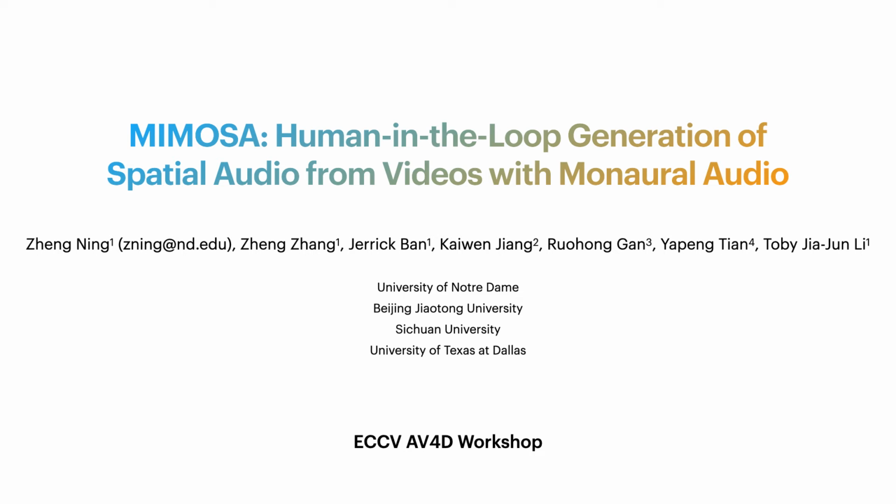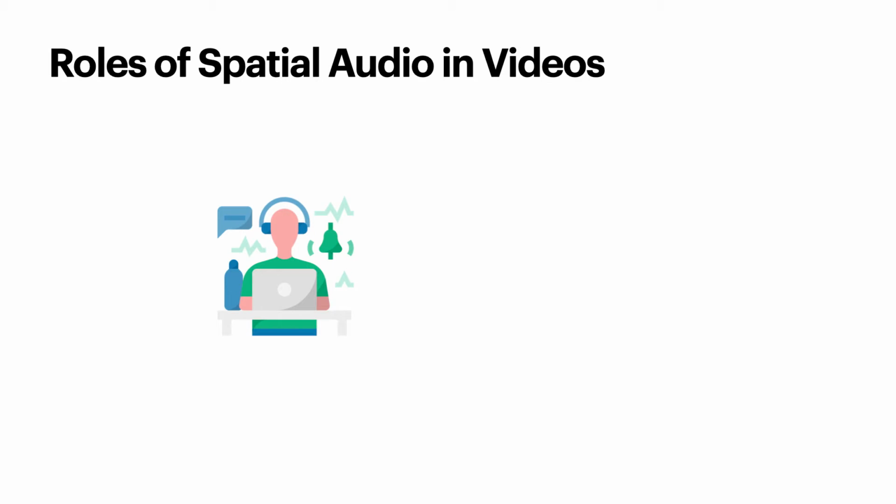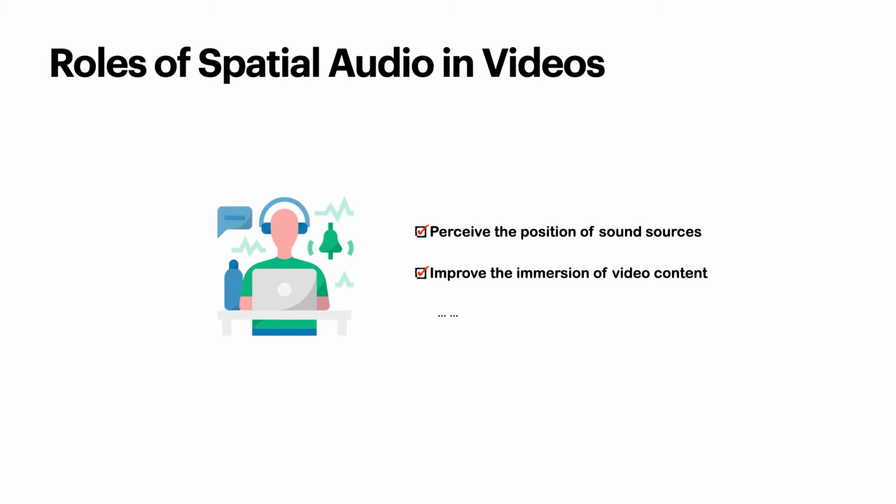The design of audio is half the story when creators make video content. In particular, spatial audio, a type of audio effect that allows listeners to perceive the position of sound sources in a three-dimensional space through surround sound, can significantly contribute to improving the immersion of video content for viewers.